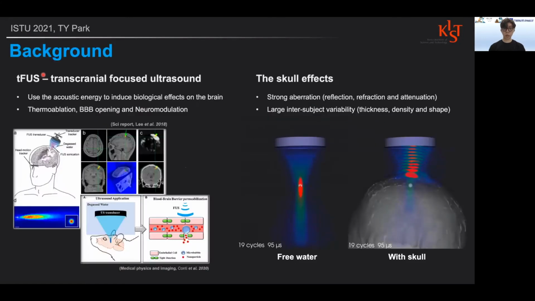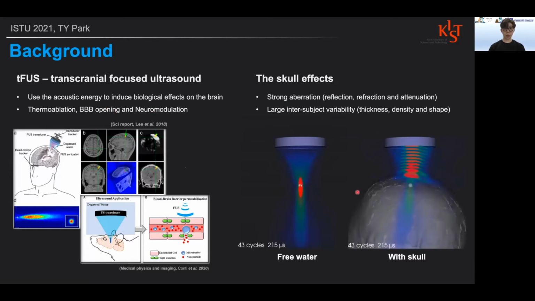As you already know, transcranial focused ultrasound is one of the brain stimulation techniques to induce a biological effect on the brain. Using transcranial focused ultrasound, we can do thermal ablation, BBB opening, and neuromodulation.